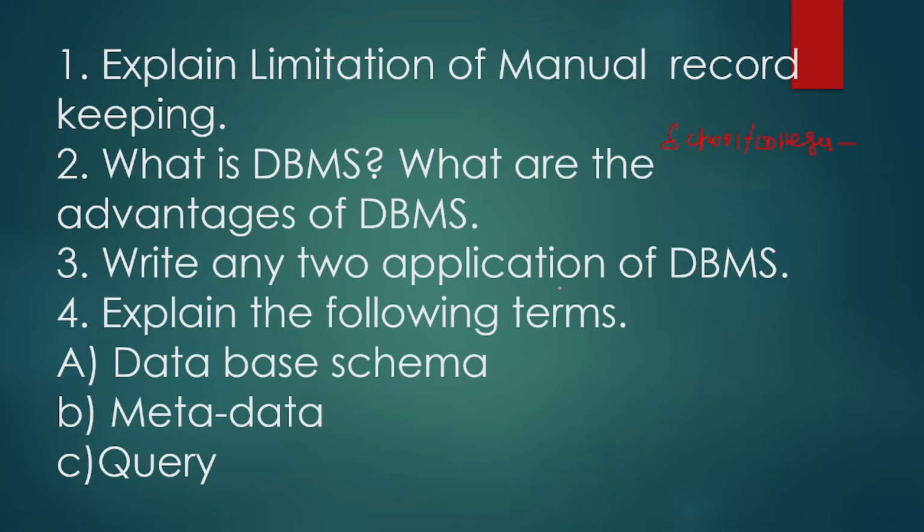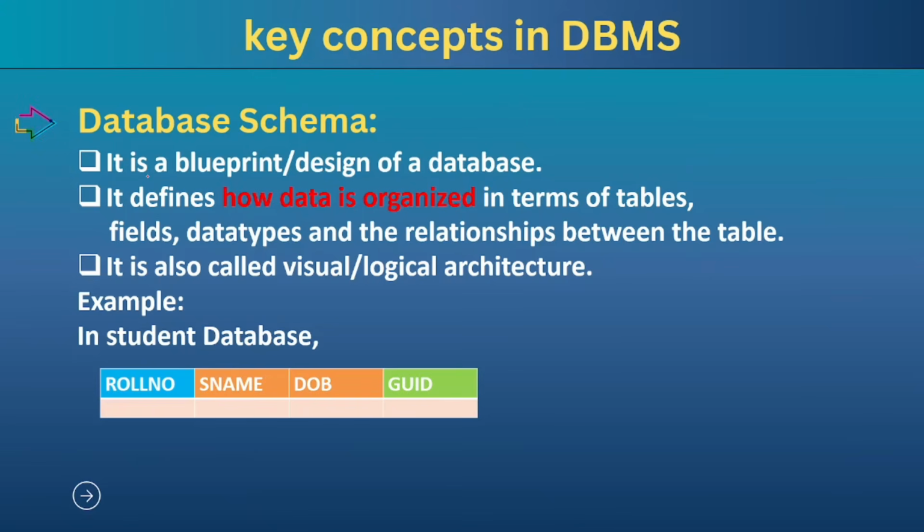So what is a database schema? For database schema, you have to mention it is a blueprint or design of a database. This is the important keyword. And it defines how the data is organized in terms of tables, fields, data types and relationships between the tables. And it is also called visual or logical architecture. So these are the 3 points you have to mention: blueprint, how data is organized, and it is also called visual or logical architecture. And in example, you can mention any one, two or three columns.